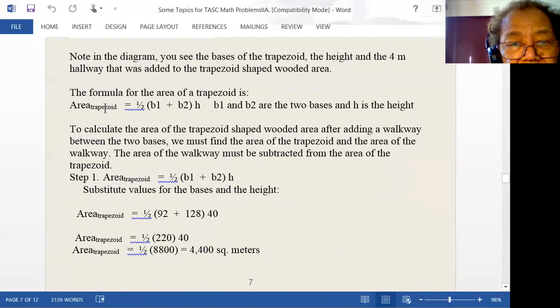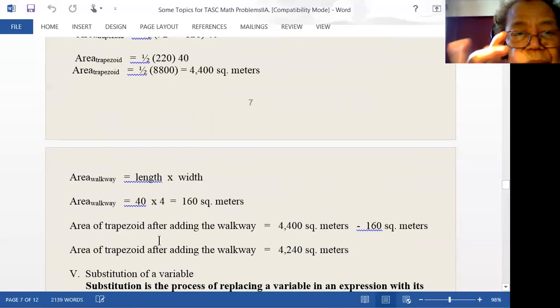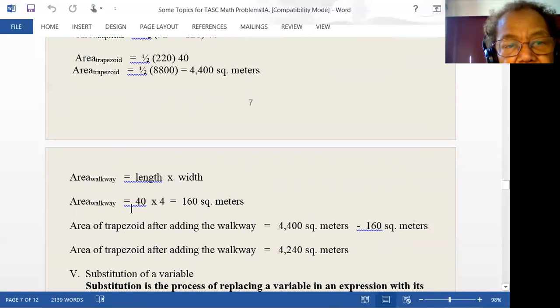1/2 times the sum of the bases, 92 plus 128, and times 40. So 92 plus 128 is 220. 220 times 40 is 8,880. And if we take half of that, we get 4,400 square meters. Now, the area of the walkway is length times the width, 40 times 4, which is 160 square meters.